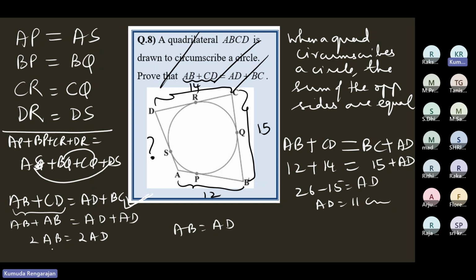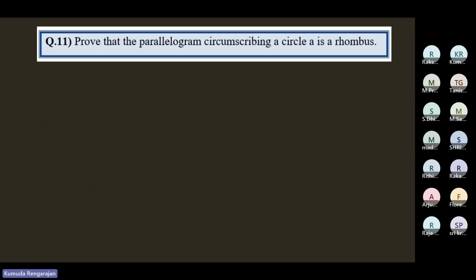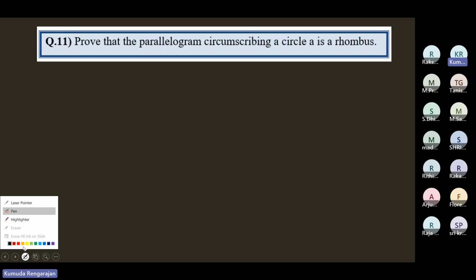So you will get twice AB is equal to twice AD. Two gets cancelled on both the sides. AB is equal to AD. So you get adjacent sides are equal. Adjacent sides are equal. Therefore, it's a rhombus. That is the proof, children. That is the proof for this one.